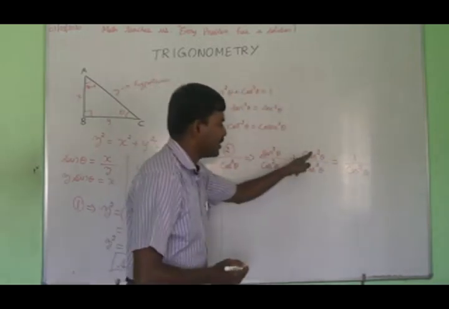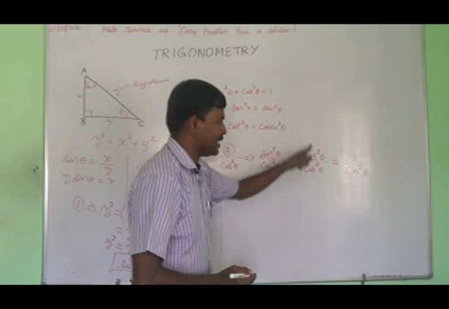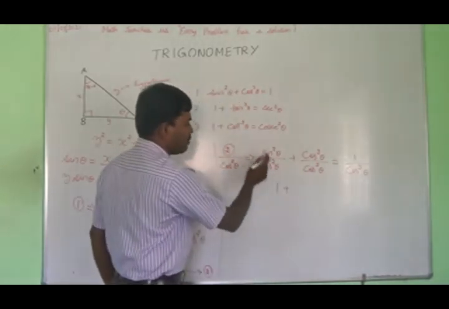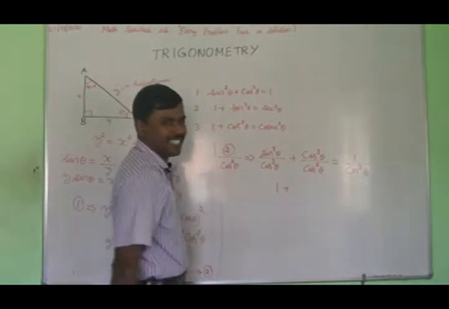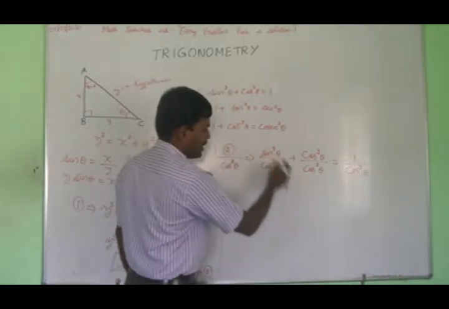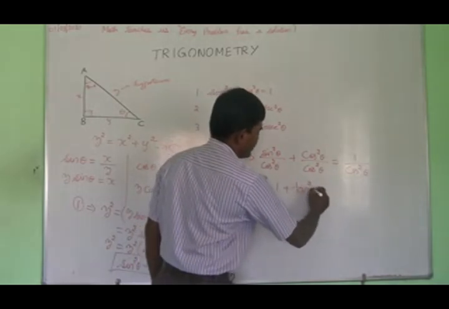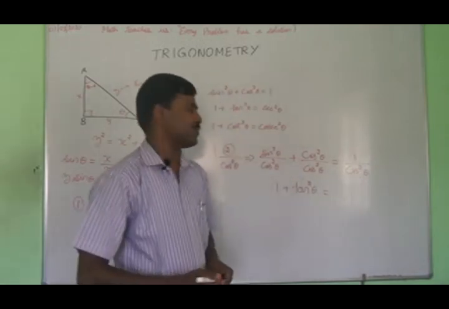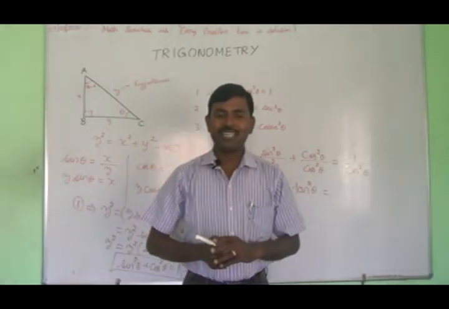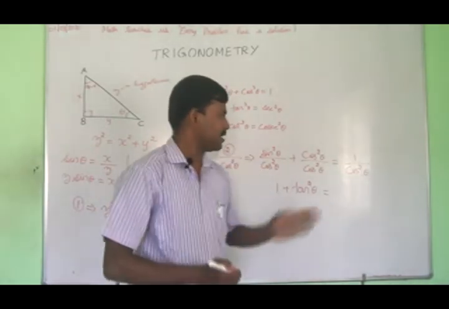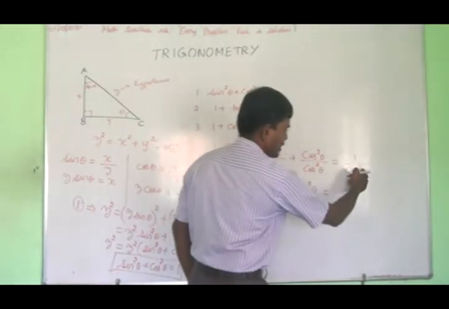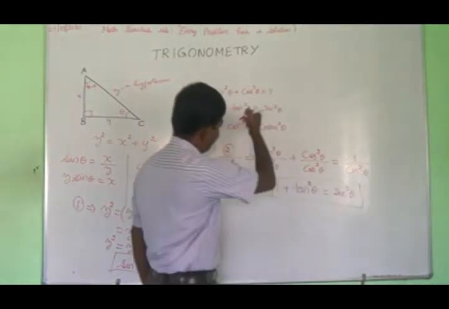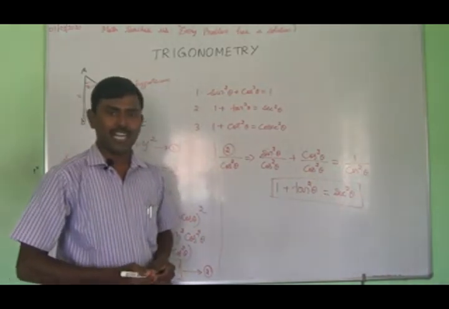Cos square theta by cos square theta will cancel, you will get 1, plus sine theta by cos theta is tan theta, right? There is a square here, so tan squared theta is equal to 1 by cos square theta. Already we know that 1 by cos theta is secant theta, so with the square it is secant square theta, and hence the second identity has been derived.